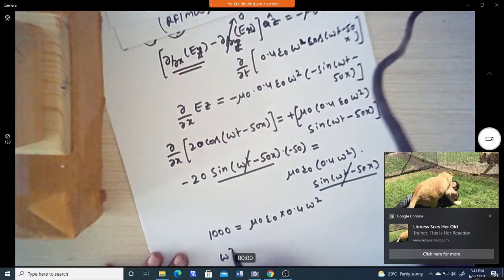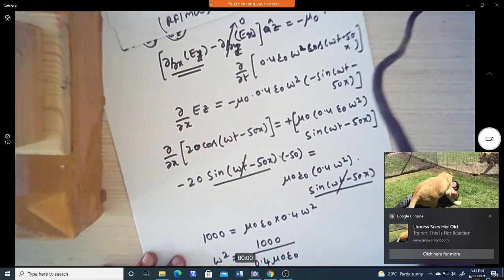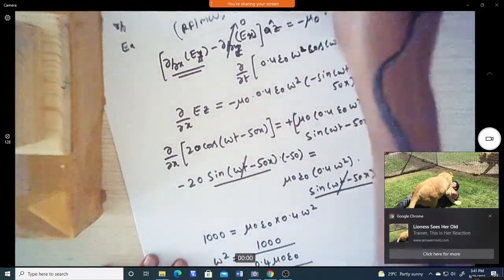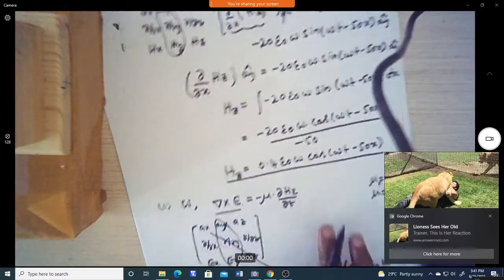So now omega square is equal to 1000 divided by 0.4 epsilon naught mu naught. So the value we are going to get is the square root of 1000 divided by 0.4 mu naught epsilon naught. So find out the value. Whatever we actually got, the ay component only, that is correct only.